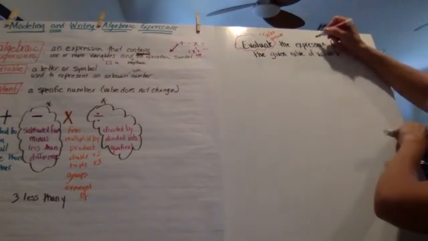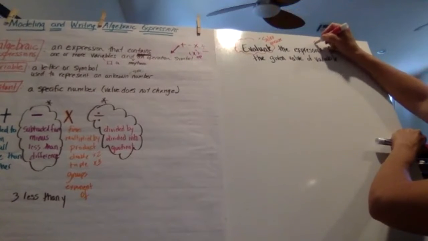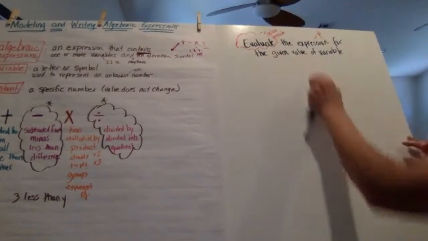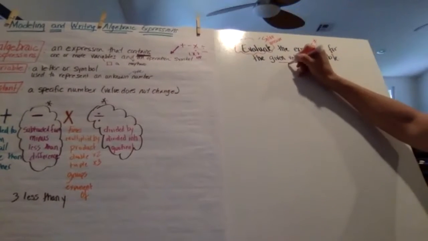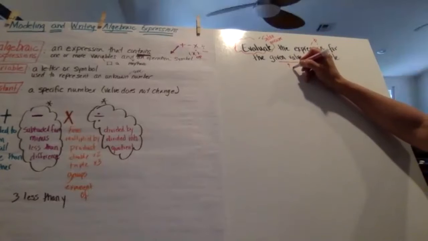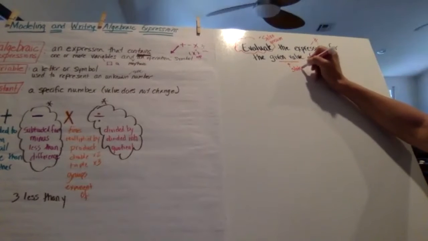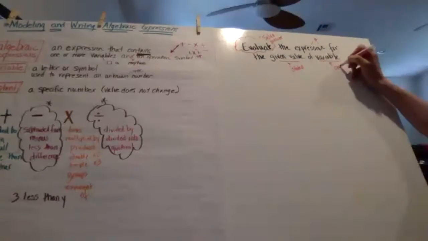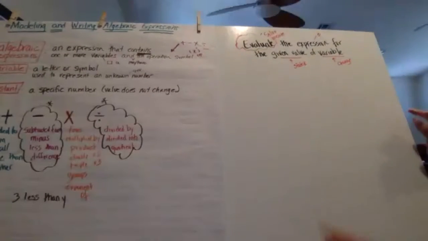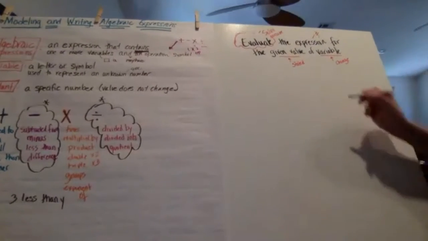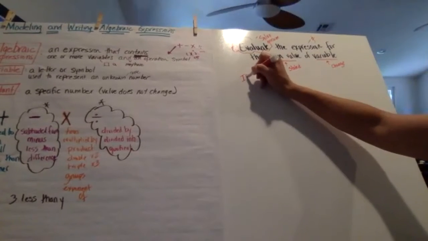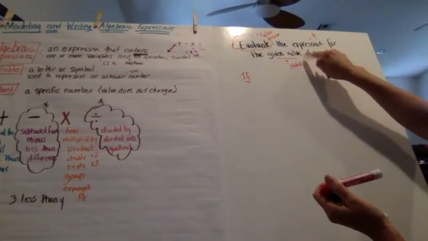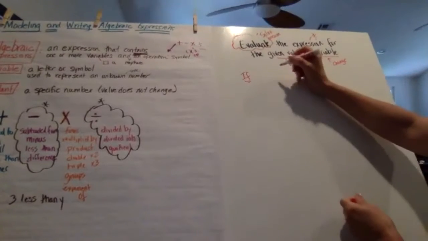The expression means that there is no equal sign. So I'm going to be given something with no equal sign. For the given value means that it's in the problem. It's stated. It's given to me. And the given value of a variable, which can change. It can change, and basically what this is saying is if the variable is equal to this number, then what is the expression?